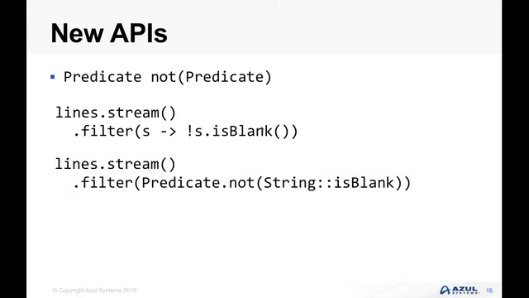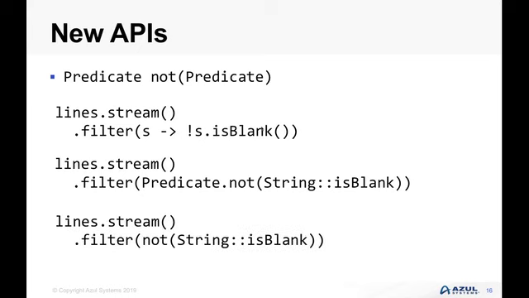I could change that and use my new Predicate.not method and say filter Predicate.not, and then pass in the predicate that I want to use, which in this case is the method reference String::isBlank. And then I can make that even simpler by using a static import of the Predicate.not method, and I end up with filter not String::isBlank.